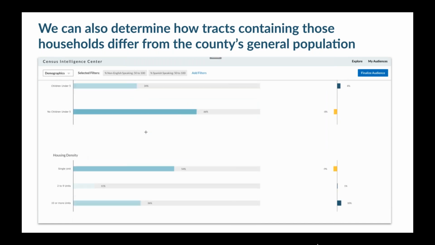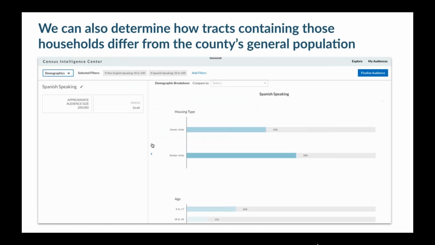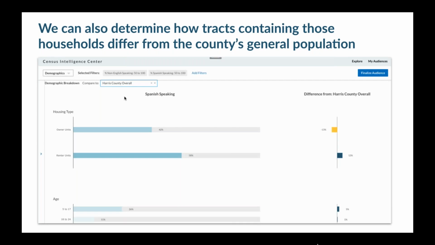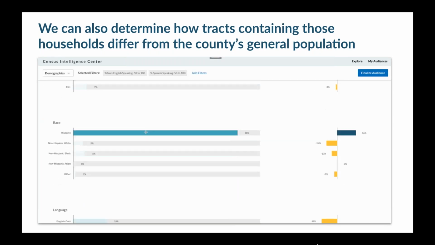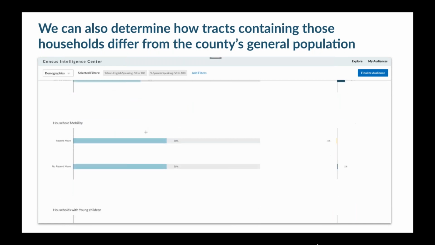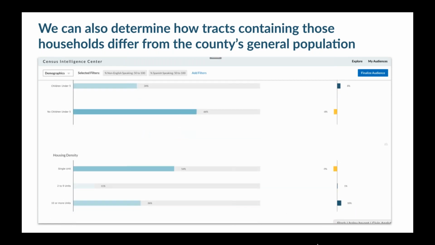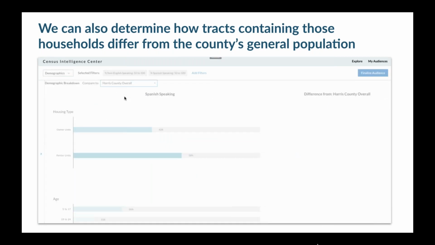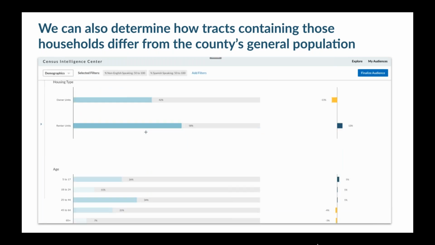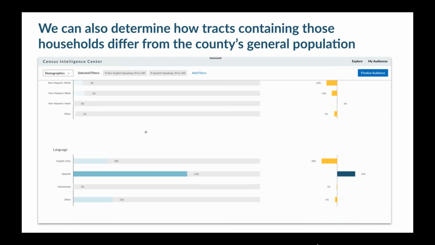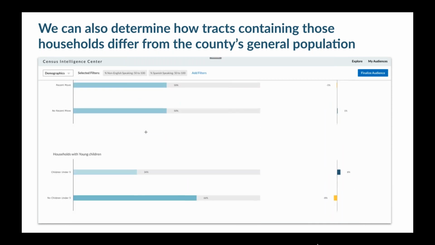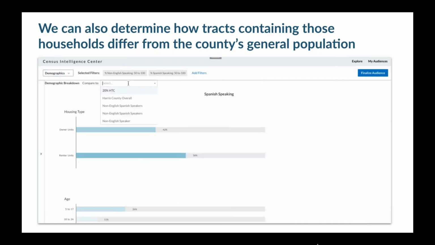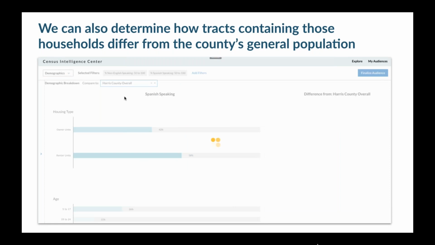outreach. In Census Intelligence Center, something really nice that you can do is compare any audience to another audience that you've defined. In this case, I've created a Harris County overall audience with all the census tracts in Harris County, and that lets me compare between the two. This is really important because you want to have the right benchmark. Just knowing that a population has a lot of young people or a lot of non-US citizens isn't as valuable as knowing that my specific subpopulation is especially likely to have those types of people when I'm thinking about outreach.